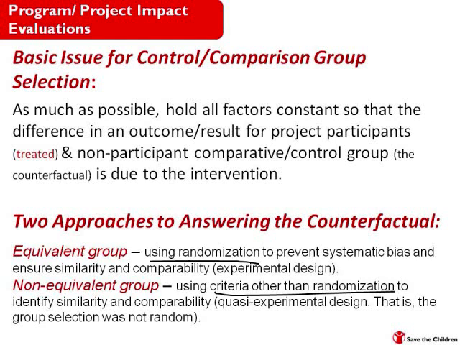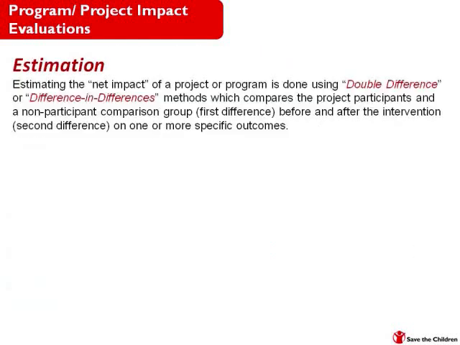Now let's say our project has selected either an equivalent group or a non-equivalent group, that is either a control or comparative group for our project participants. And we have done the baseline, and let's say we're at the endline. How do we actually go about calculating or estimating that net effect? That is, what amount of change was due to our project interventions?